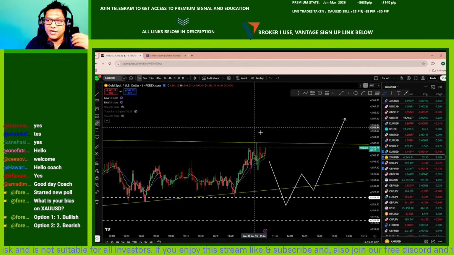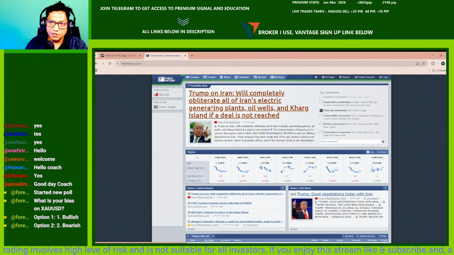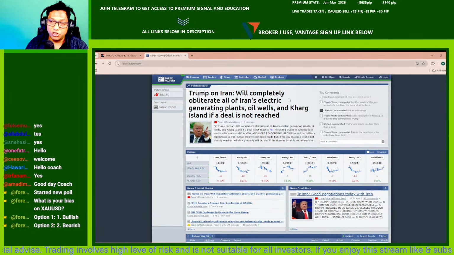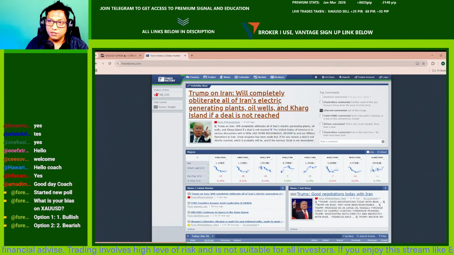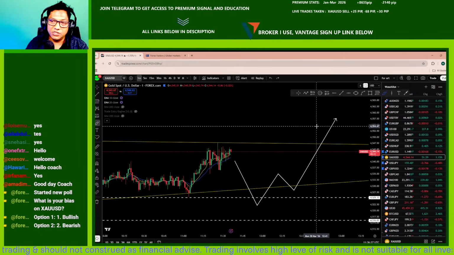So let's understand why the market has reacted to this impact, and for the next one, if there is anything, how you can trade that, how you can use it in your trading, that's what we are looking at. So from that, what I understand is that if the deal is not reached, then there might be some kind of operation or attack on the electric generating plants, oil wells, and Kharg Island. So definitely in Iran, or in that region, a very difficult situation may be created or may happen. Therefore, if the deal is not reached, then some kind of difficult situation might come in.